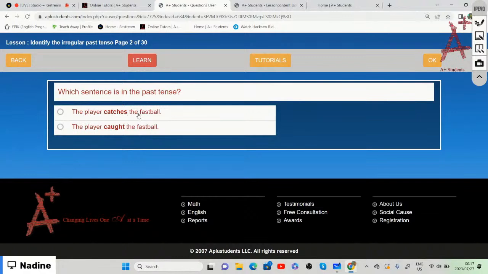The player catches the fast ball, or the player caught the fast ball. So it's basically finding the correct past tense form within that sentence, or which sentence is in the past tense. The player catches the fast ball, or the player caught the fast ball. Which is the correct past tense form? Catches or caught?